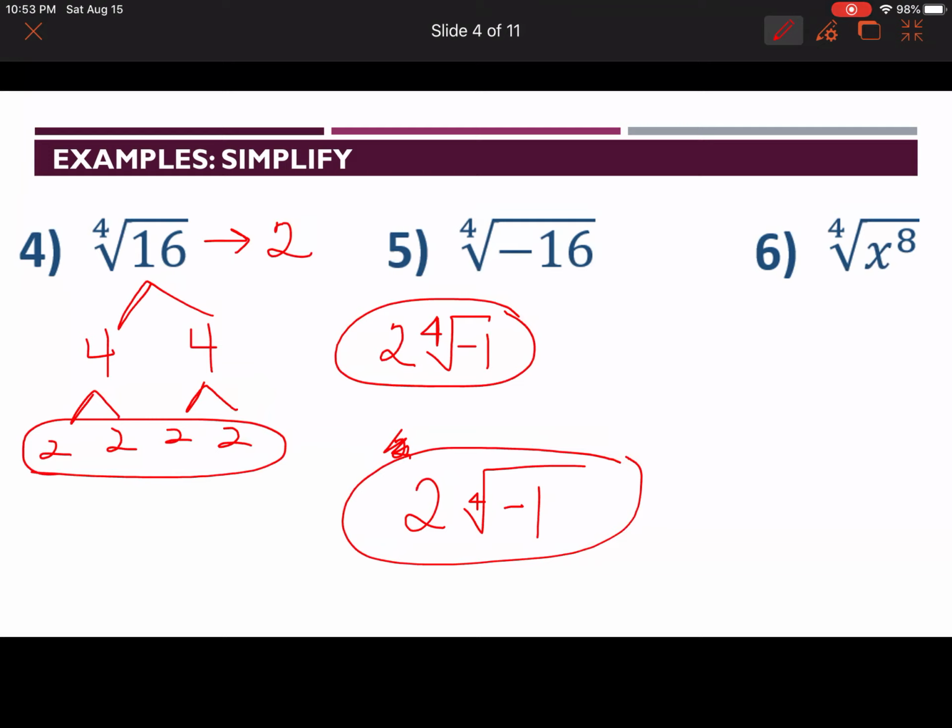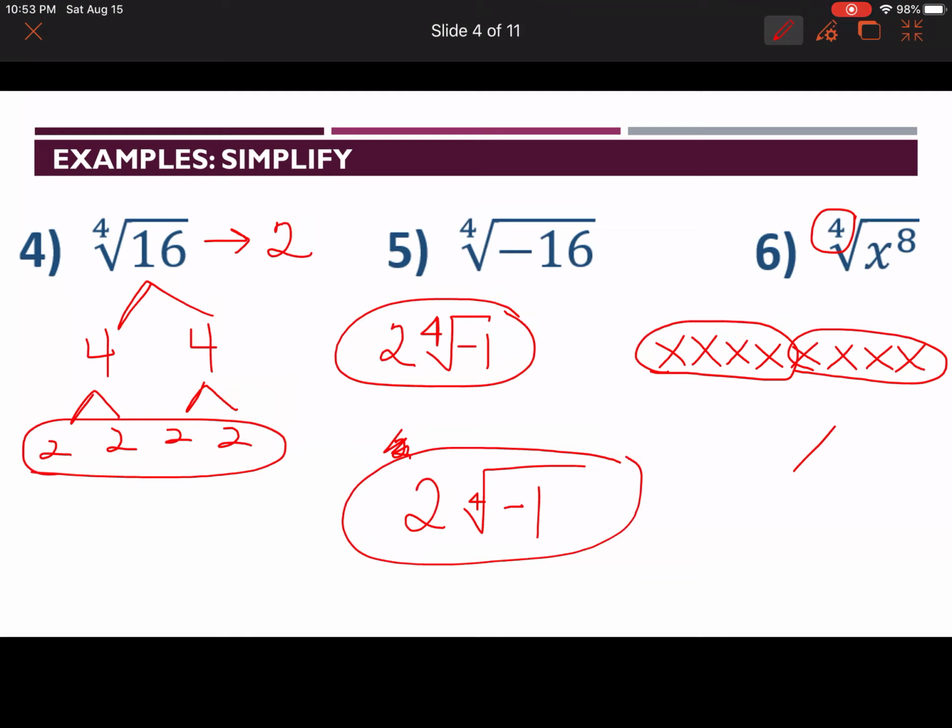When we're looking at variables, okay, it's a little bit different. So I'm actually going to write the letter X 8 times. So this means I'm looking for a group of 4. So if I have 8 X's, how many groups of 4 can I create? So that's 1 group, 2 groups. So that means that the fourth root of x to the power of 8 is x squared.